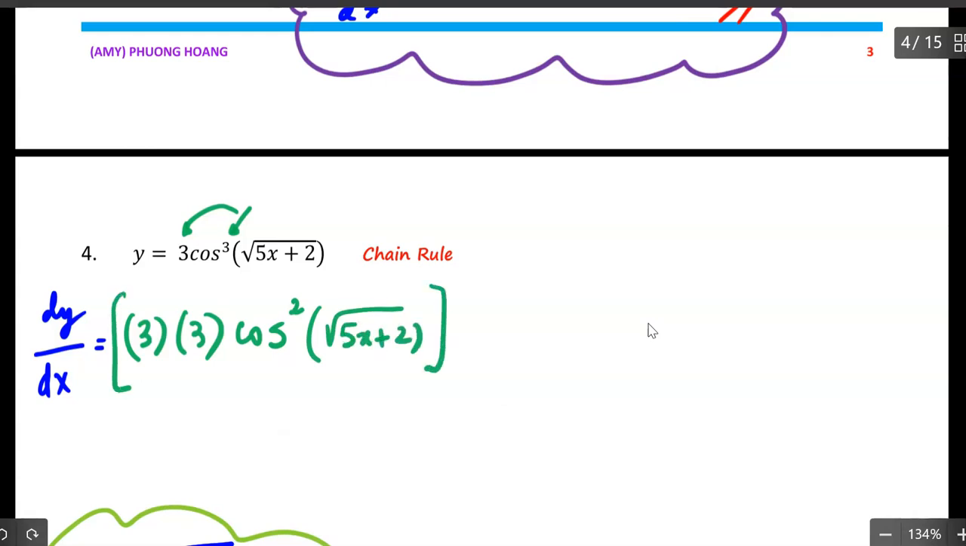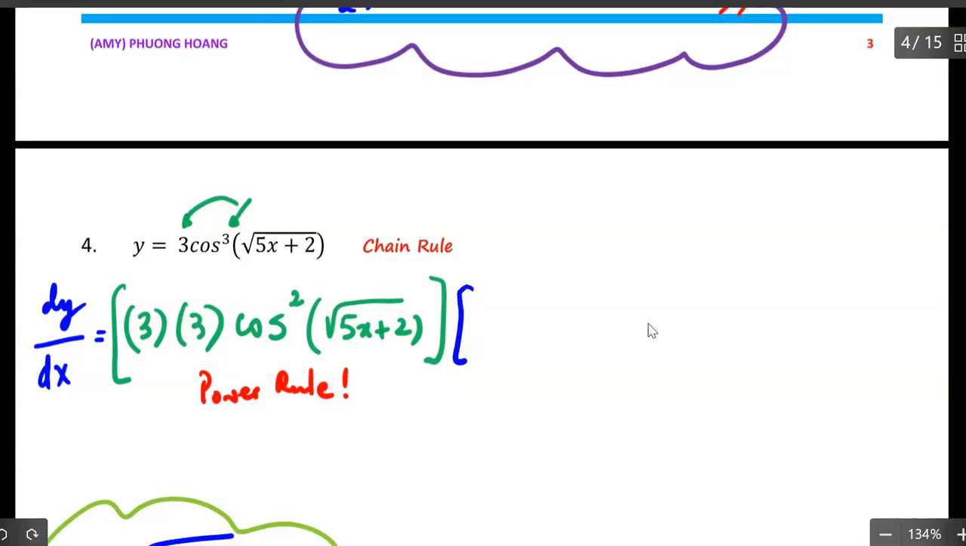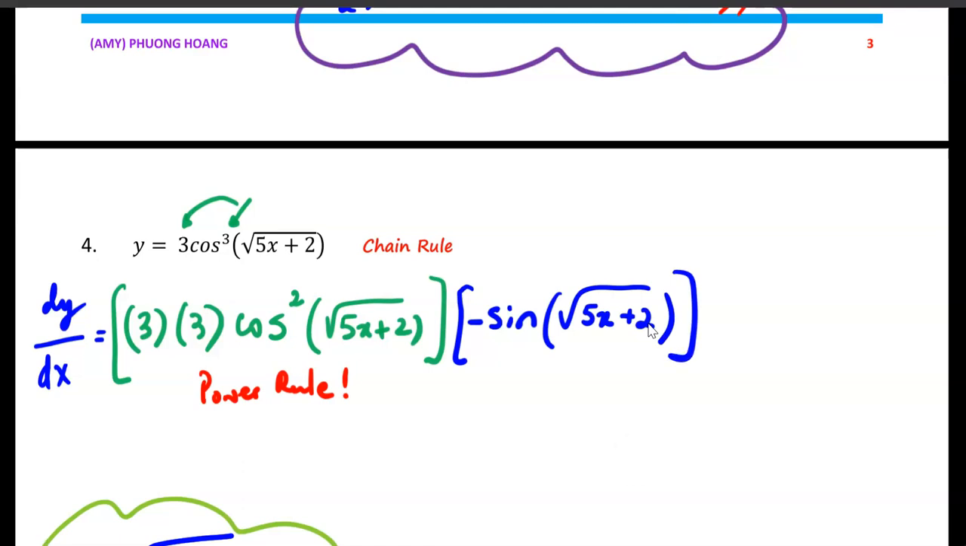So this first thing is the power rule. Okay, so I put here the note for everyone, power rule. So the next step is I have to multiply by the derivative of this cos. Okay, what is the derivative of cos? It's a negative sine. So you put negative sine, no more exponent. Okay, it's just the negative sine, and then the argument stays the same, 5x plus 2. So this one I will note for everyone as the derivative of cos.